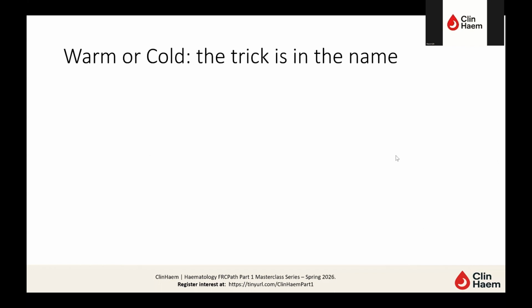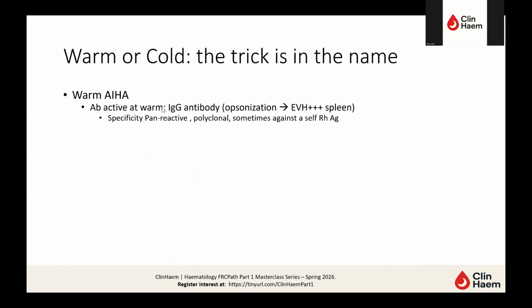Anyhow, so finally, warm, cold: the trick is in the name. Warm AIHA antibodies activate at warm temperature. IgG is going to opsonize the red cells, and the cells are going to go to the spleen. Because they work at warm body temperature, 37, they can do that all the time, and the hemolysis would be very, very severe. You will have brisk, severe hemolysis, and this will be the extravascular hemolysis type.